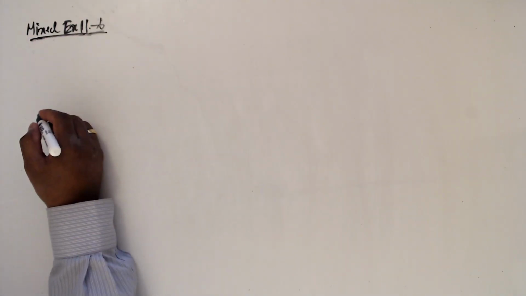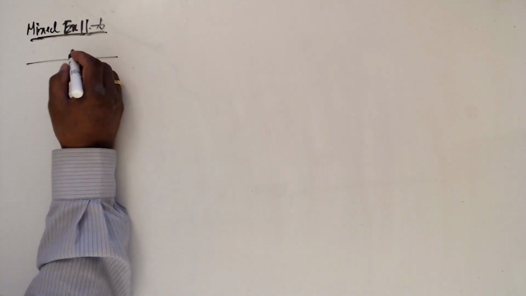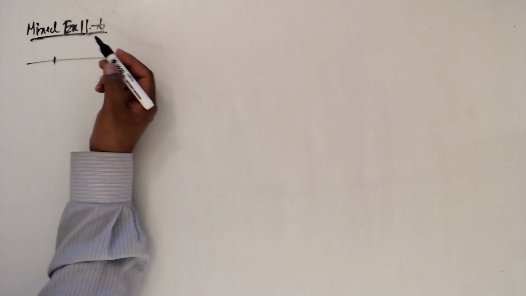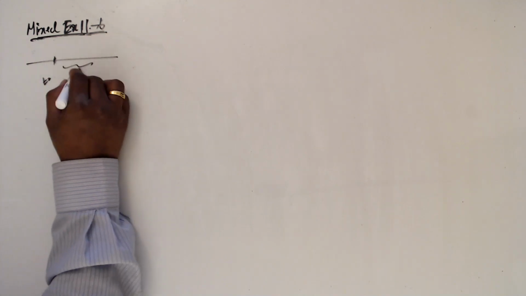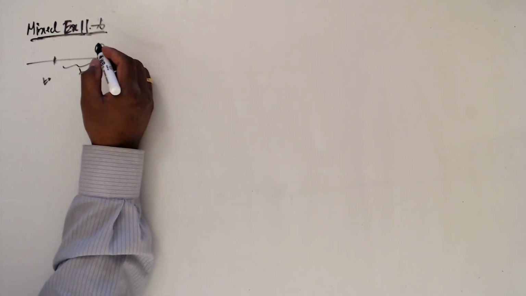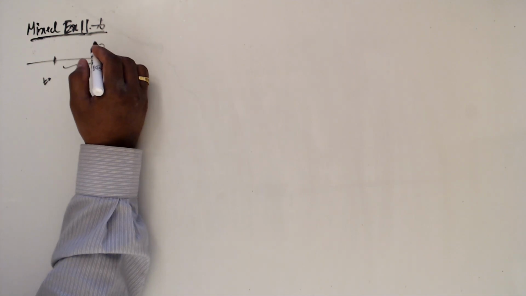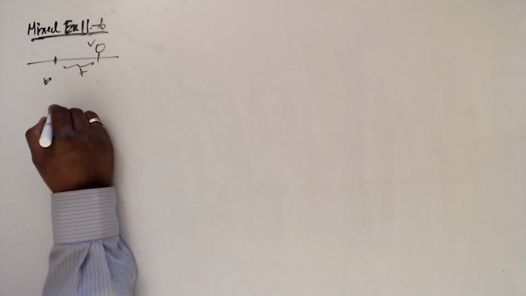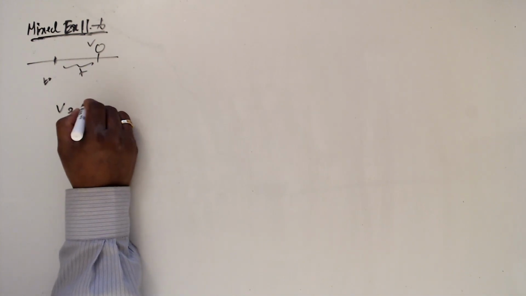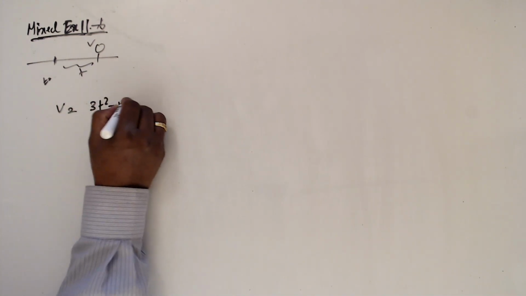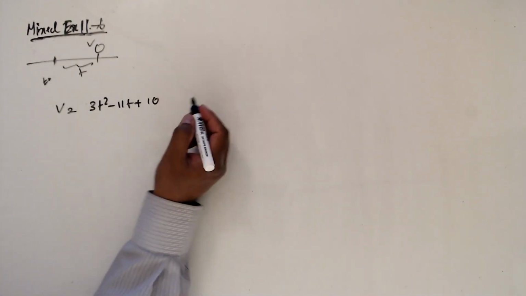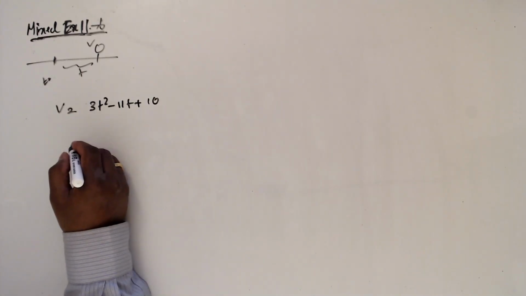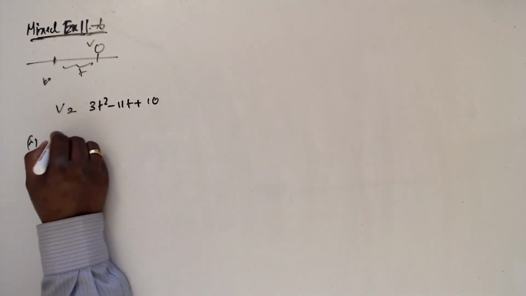Question number 6. A body moves in a straight line as usual. Wherever it is, start monitoring when t equals 0. After t seconds the particle is somewhere, and the velocity is v. The relationship is v equals 3t square minus 11t plus 10. Now the first question is to find t.